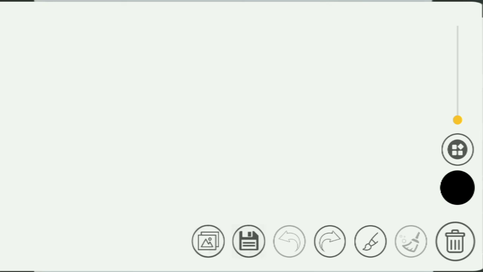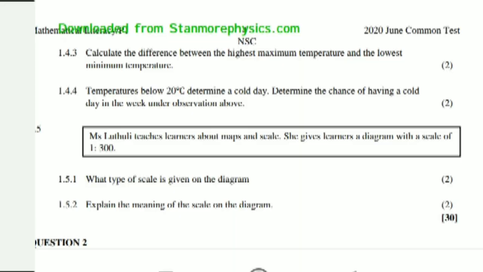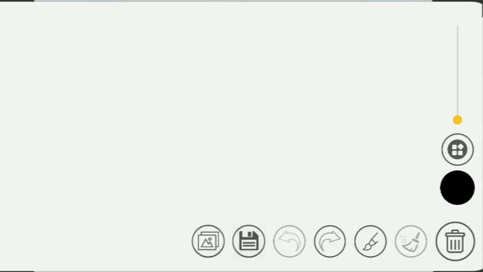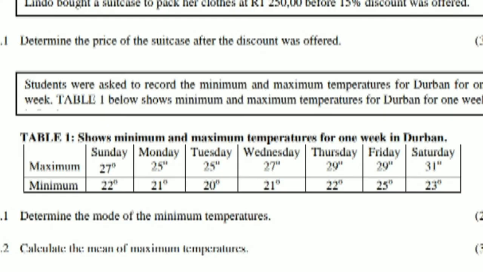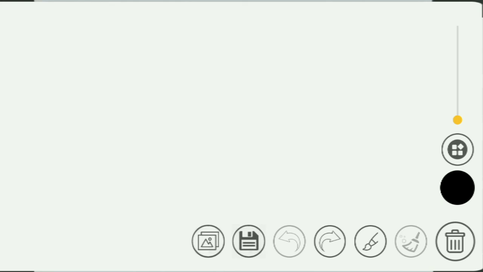We're going to another question. 1.4.4. Temperature below 20 degrees. Determine the chance of having a cold day in the week under observation above. Guys, determine a cold day. Well, there's really no cold day here, so the answer is equal to 0. This is it. This is all of question 1. I've done question 1.